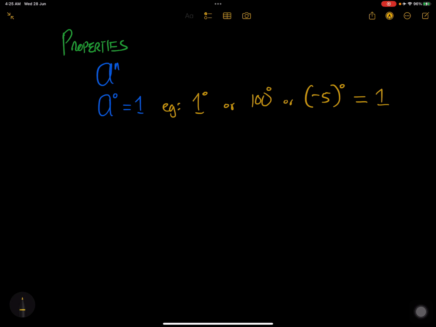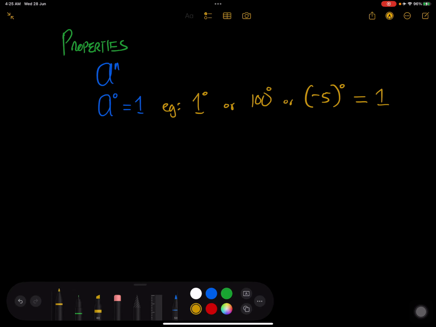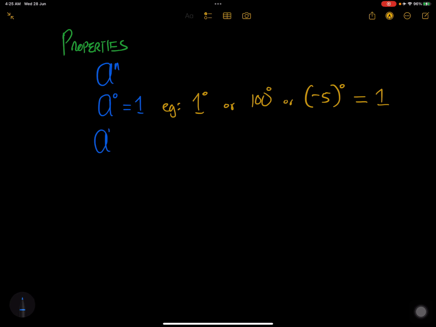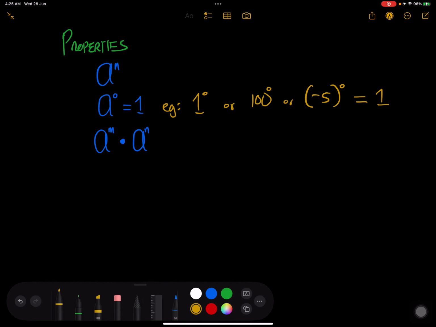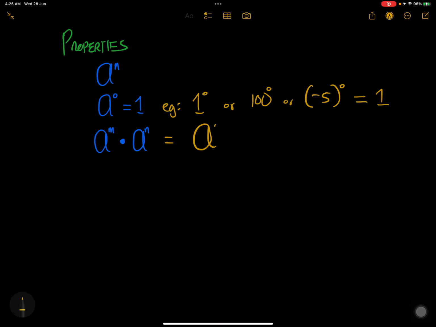Another property that we have is that if you have a to the power of m and you are multiplying, sometimes in indices multiplication is a dot like this, different from the decimal point, and you also have another a to the power of n, this is going to be the same as a to the power m plus n.